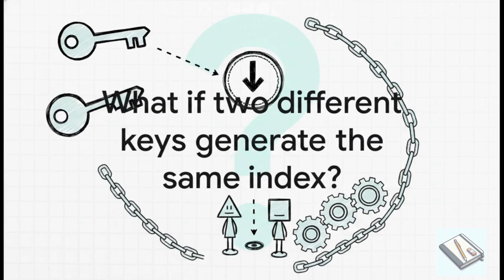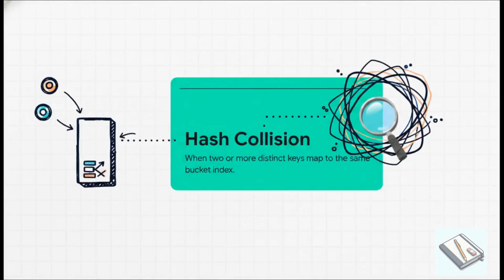Right, that's a great question, because this is bound to happen sooner or later. What if two totally different keys end up calculating the exact same storage spot? Well, that's called a hash collision, and HashMap has a really elegant way to handle it. Instead of just overwriting the old data, it's designed to store multiple entries in that one single bucket.